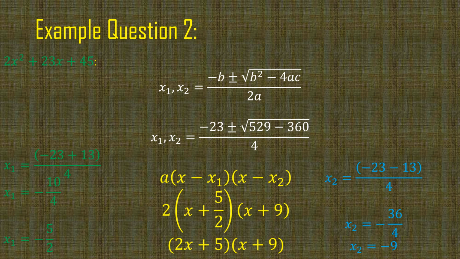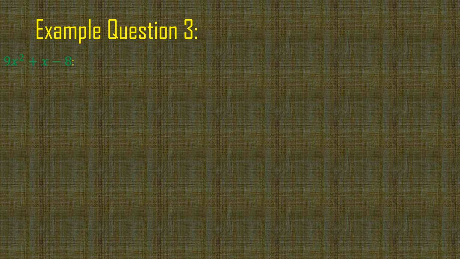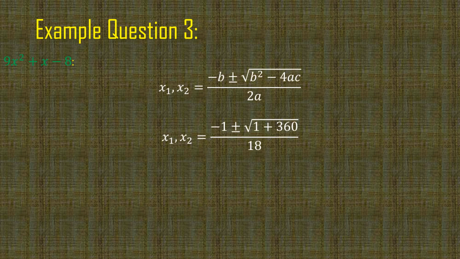Now a of x, plug it into the same formula. So you inverse x1, that's from negative 5 by 2, it becomes 5 by 2. Inverse negative 9 to be positive 9. So you'll get 2 of x plus 5 and x plus 9, as we get rid of the 2 using the 2. So question number 3. 9x squared plus x minus 8. So x1 and x2 is equal to the quadratic formula. Plug in the values. And now the square root of 361 is 19.